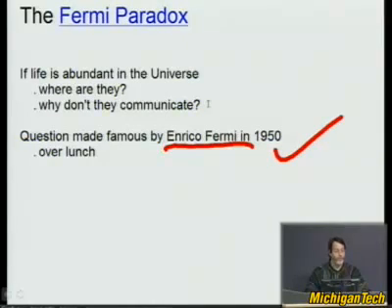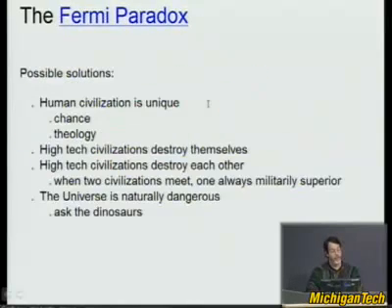So he asked over lunch, where are they? If there's all these intelligent civilizations, they should be everywhere. You walk down the street, you should see all kinds of green antennaed aliens trying to shake your hand. So why don't they communicate? So this has been thought of. So there are possible solutions to this, and we don't know. I'm just going to throw out a few.